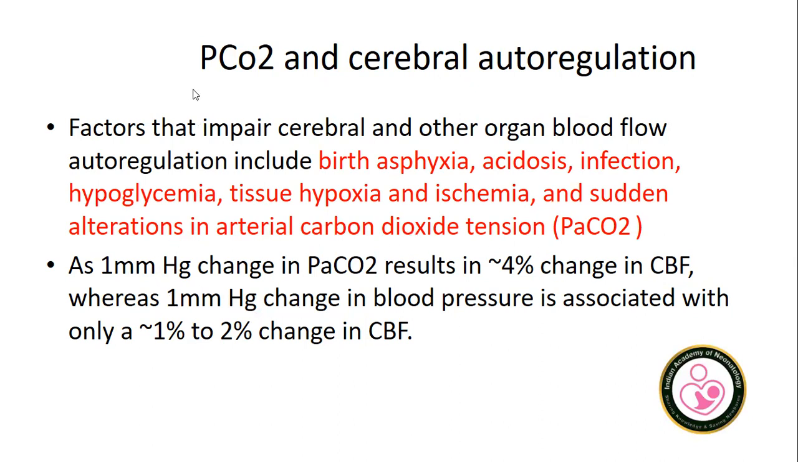As we see, the importance of PCO2 is like 1 mm change in PCO2 will result in 4% change in cerebral blood flow. For example, it will be more important than the blood pressure. As we see, 1 mm mercury of change in blood pressure will produce only 1 to 2% change in cerebral blood flow.